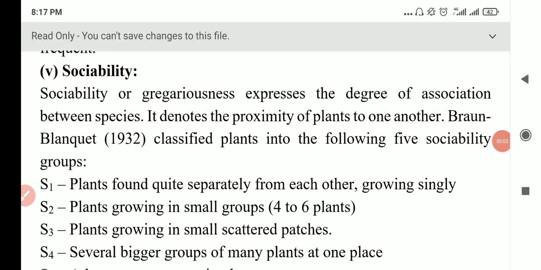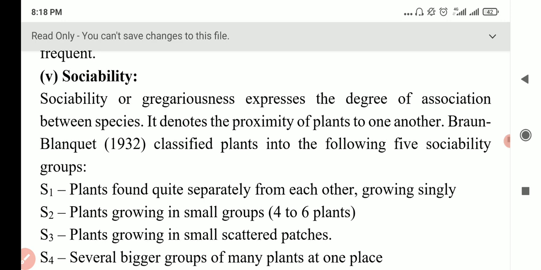Okay, let's discuss sociability or gregariousness. It shows us the degree of association between species. Degree of association means how close they are to one another. Are they very close? Are they using each other for, let's say, food or shelter?